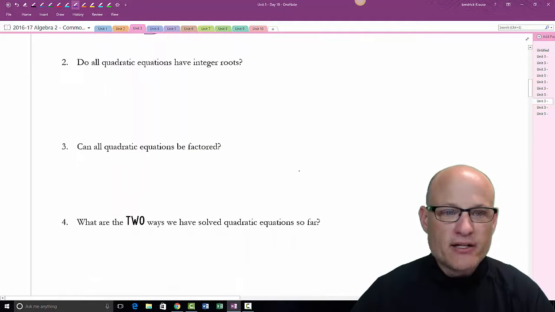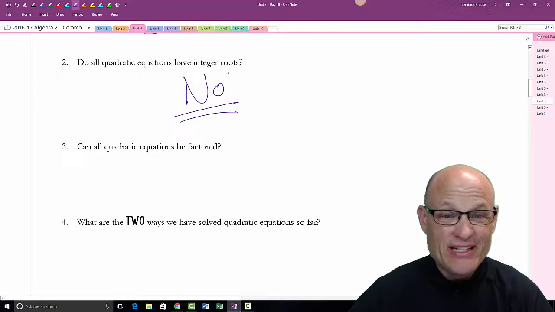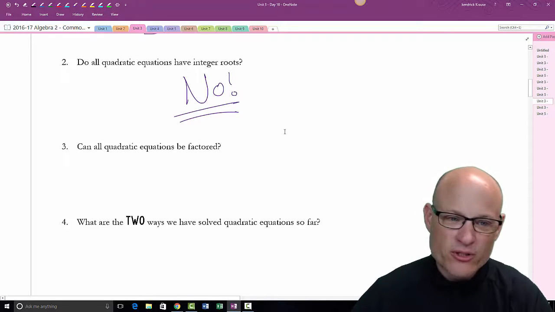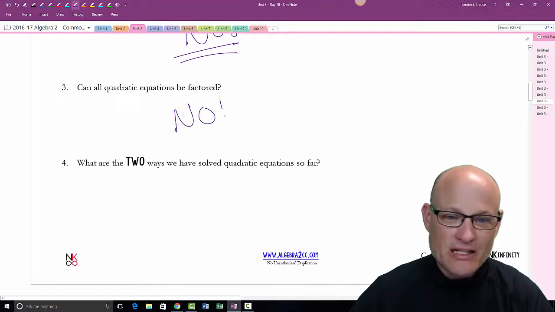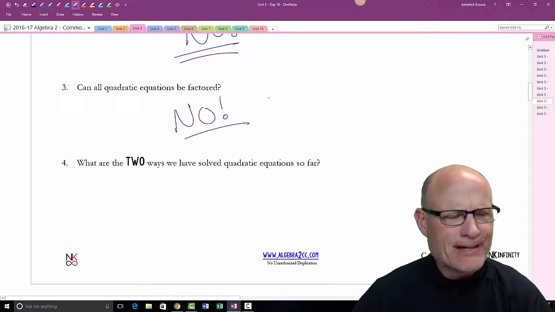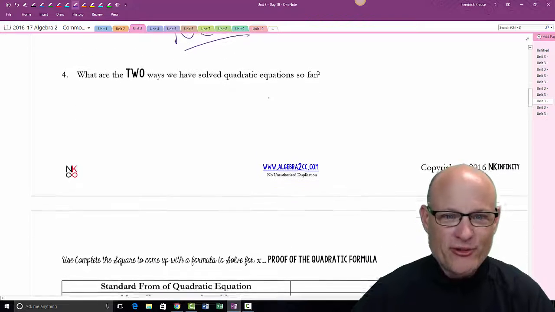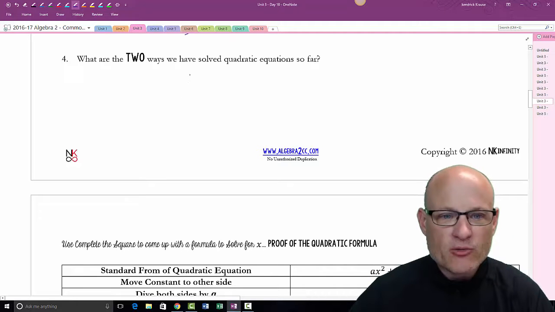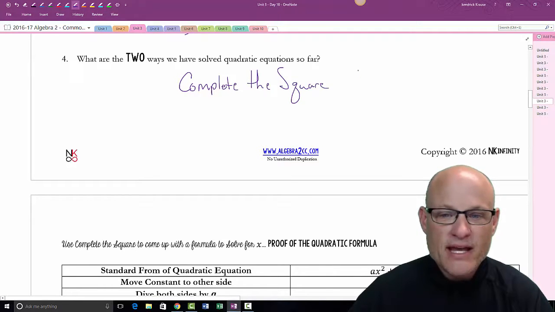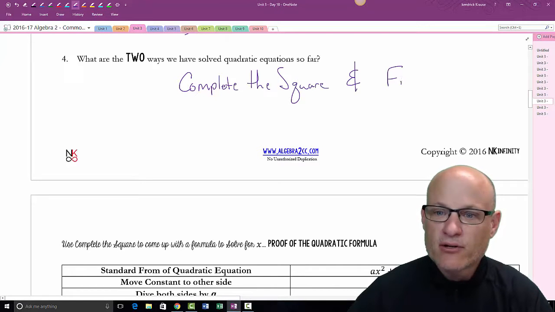Do all quadratic equations have integer roots? No, clearly not. Most of them don't. Can all quadratics be factored? No, clearly not. I believe we've discussed completing the square, and now we're doing the quadratic formula. What are the two ways we have solved quadratic equations so far? Completing the square and factoring.